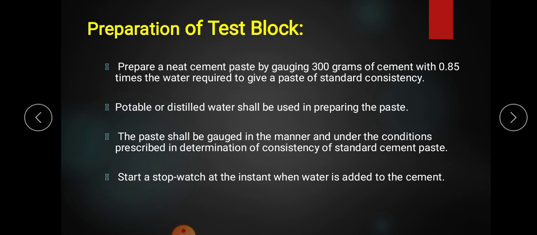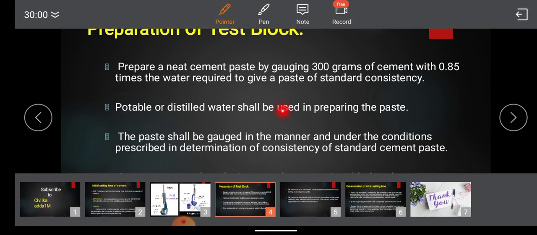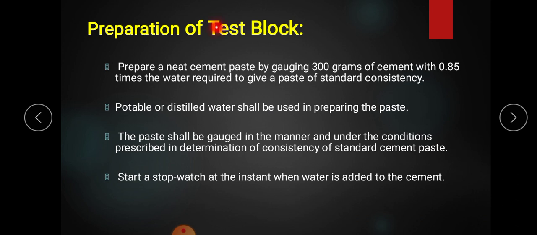So, preparation of the test block. How to prepare the test block? Before starting, we want to prepare a test block, where we are going to place the cement into the mold. How to prepare that, we will see. Prepare a neat cement paste by gauging 300 grams of cement with 0.85 times the water required to give a paste of standard consistency.